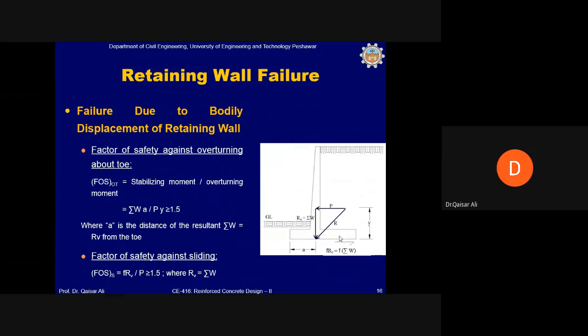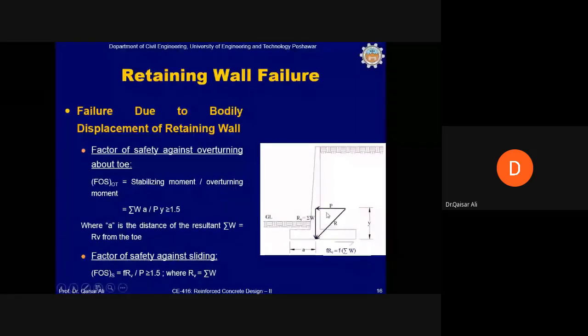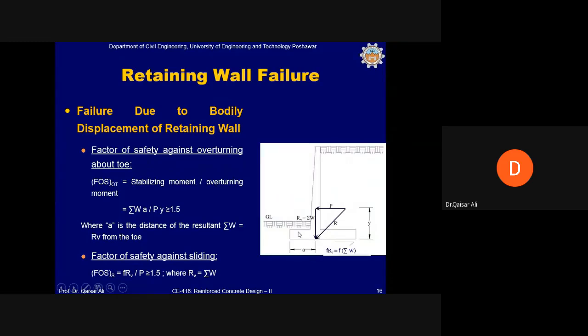You can see from this figure that the overturning moment is P times this distance, which is y. So Py is the overturning moment, and summation of W, which is the weight of the components of the retaining wall as well as the weight of the backfill, times this distance a, will cause the stabilizing moment. The stabilizing moment given by summation of W times a shall be 1.5 times more than the overturning moment. So the factor of safety 1.5 shall be maintained in the overturning of the retaining wall.